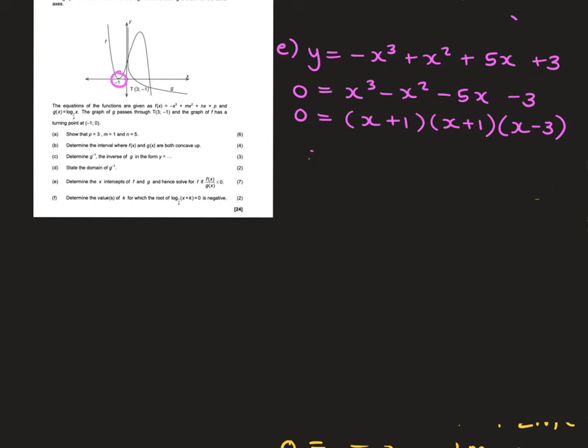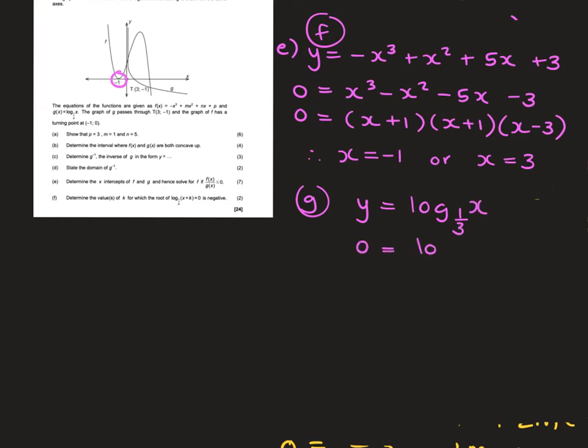Okay, so therefore our x-intercepts are going to be at x equals negative 1 or x equals 3. If I wanted to determine the x-intercept of the log graph, so this was for f, this is now for our g function. So we have y is equal to log base 1 over 3 of x. We let y equal 0 to determine the x-intercept. We switch this into exponential form, so a third to the power of 0 equals x. So the x-intercept of the log graph is 1.